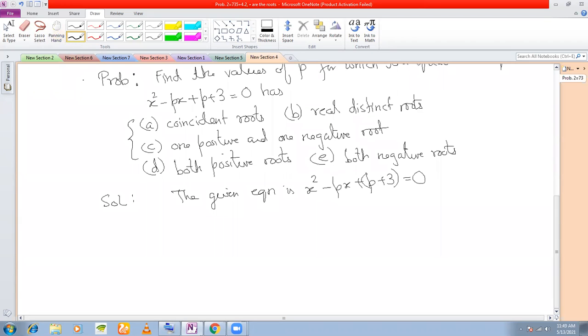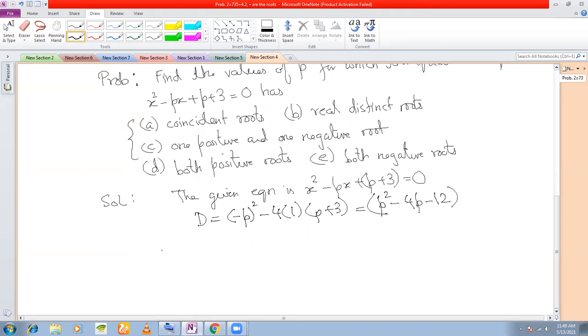So now first question is coincident roots. Now we'll find out the discriminant first. So discriminant here is D is equal to b square minus 4ac. B here is minus p, C is p plus 3, A is 1, the coefficient of x square. So this is p square minus 4p minus 12. Okay, so this is the discriminant that you are getting.